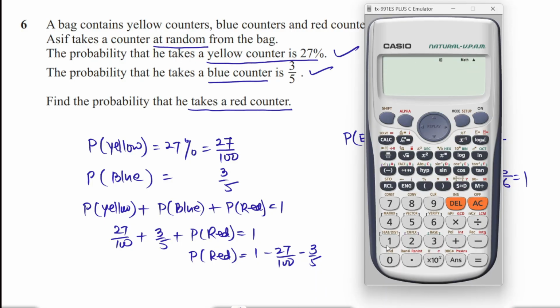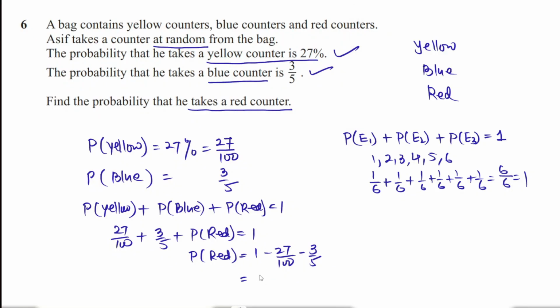So we are having 1 minus fraction 27 over 100 and minus fraction 3 by 5. Okay, and let us put it. It is going to be 13 by 100, or you can write it as 0.13. It is really up to you because both answers are accepted all the way. That is going to be your answer. Okay, let us see the next problem.